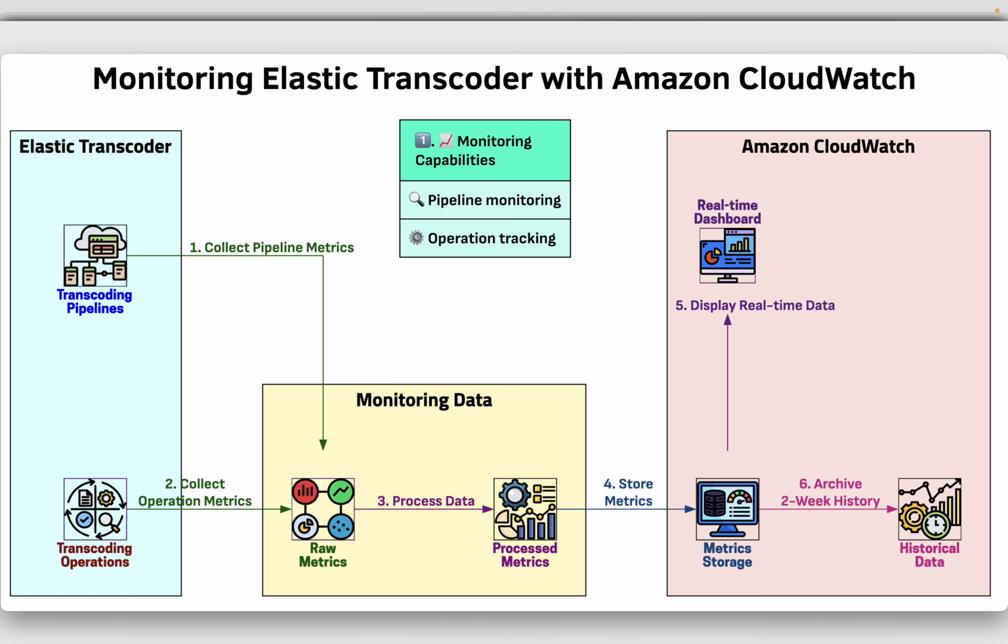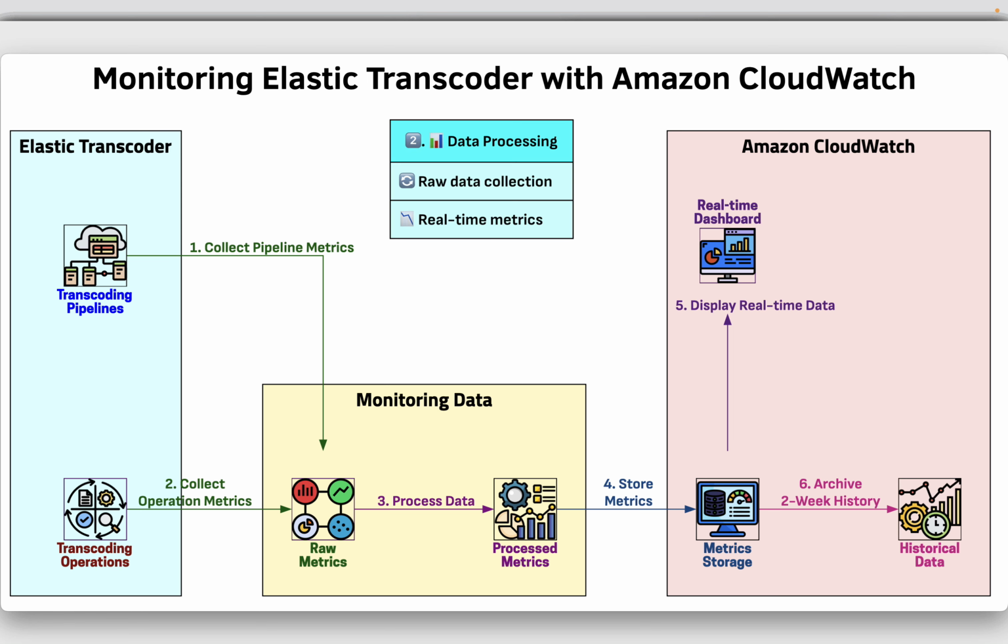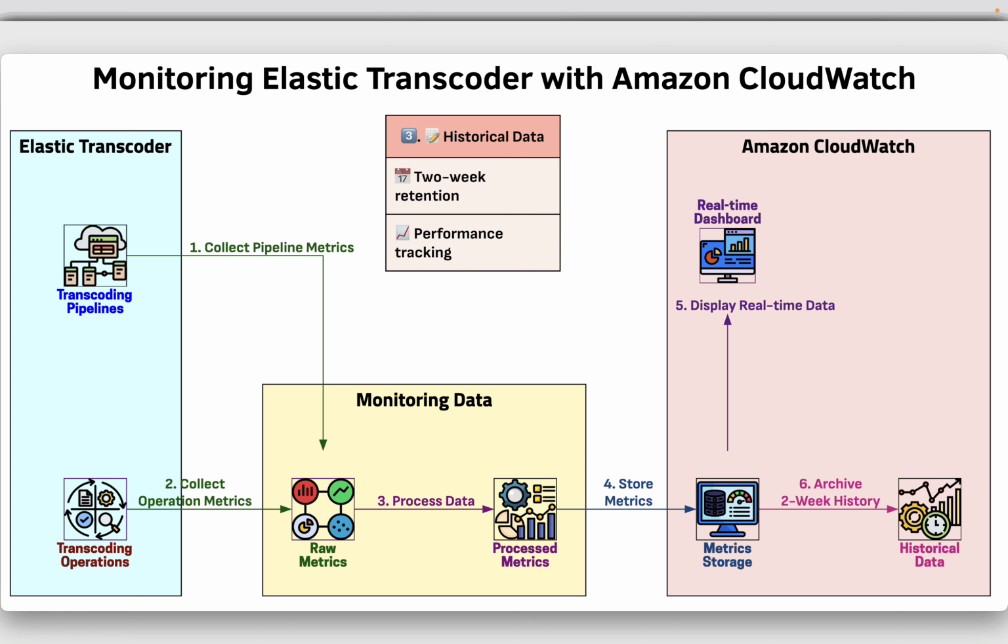Monitoring Elastic Transcoder with Amazon CloudWatch. CloudWatch provides comprehensive monitoring capabilities for Elastic Transcoder, which allows users to track both pipeline operations and overall system performance through detailed metrics. The service processes raw data from Transcoder and transforms it into easily readable, near real-time metrics that provide actionable insights into the system performance. Historical data is maintained for a 2-week period, enabling users to access past performance metrics and gain deeper insights into their application or service behavior over time.